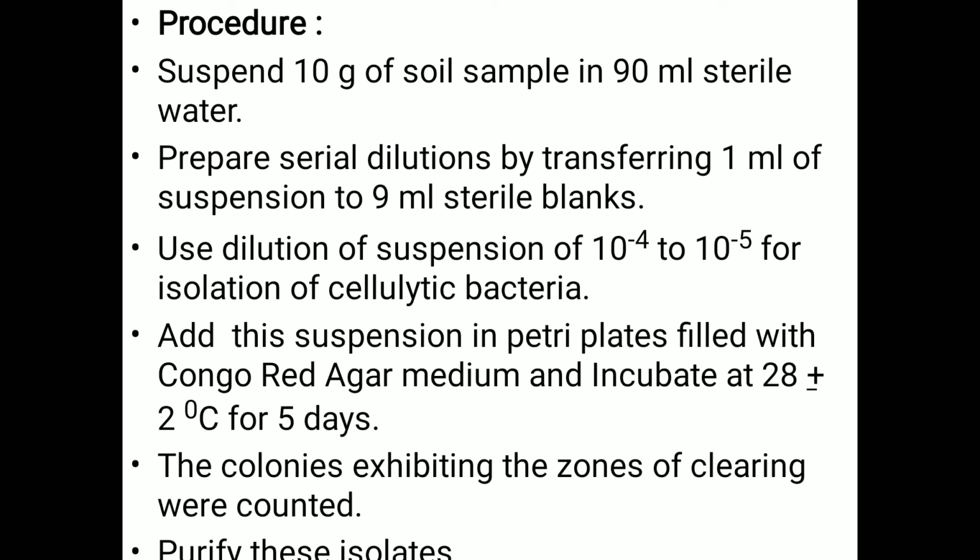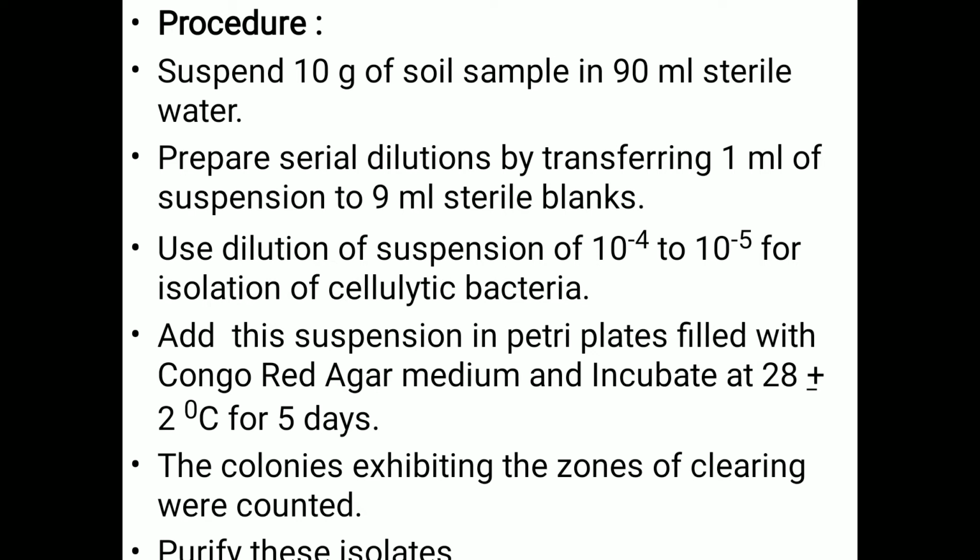Then again from the 10 to the minus 3 dilution we take 1 ml of suspension and add it into the fourth test tube, which already contains 9 ml of water. So this gives 10 to the minus 4 dilution. In that way we carry out the serial dilution technique up to 10 to the minus 5 for the isolation of cellulolytic bacteria.